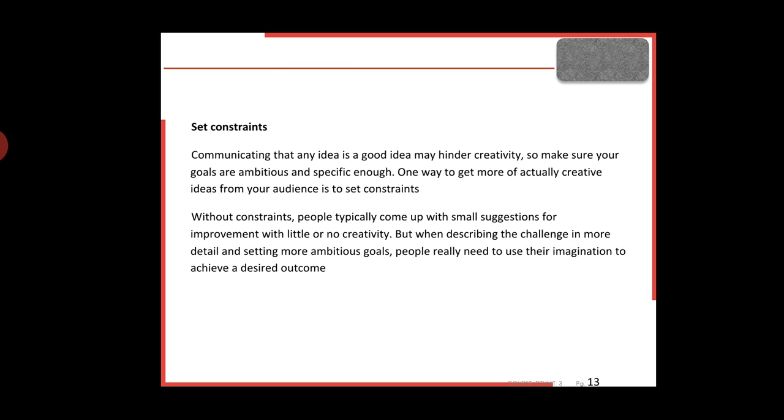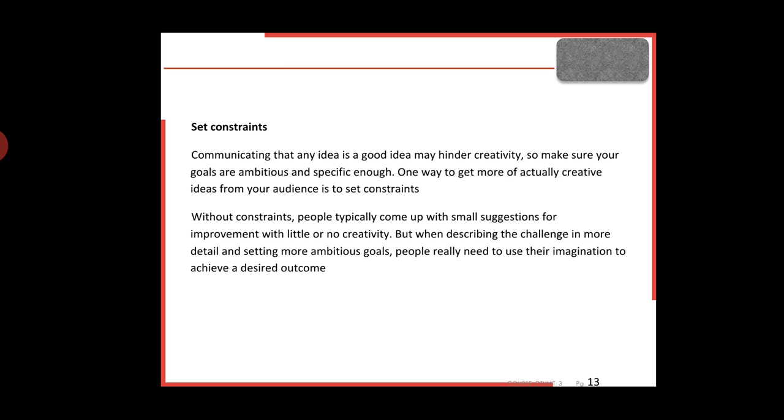What exactly I mean to say is, any idea is a good idea; keep it in your mindset, it should be creativity. So ensure your goals are ambitious and specific. One way to get more creative ideas from your audience is to set some particular conditions. Without constraints, people actually come up with small suggestions for enhancement or improvement.